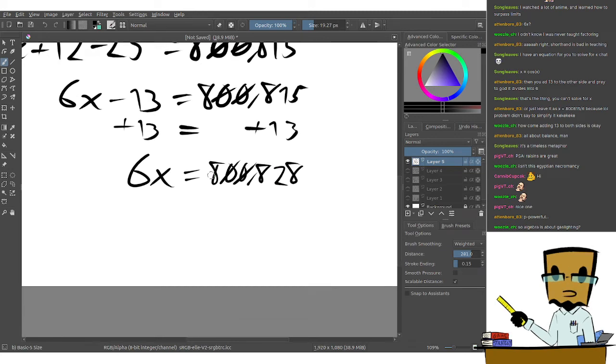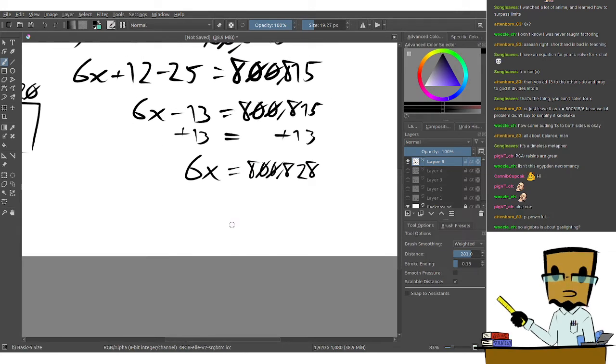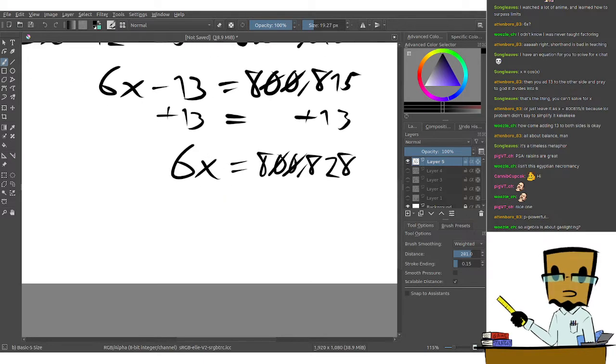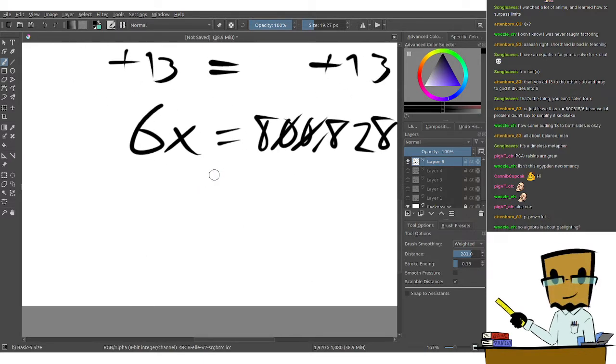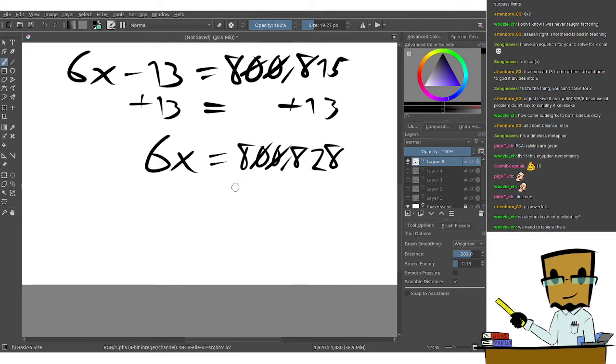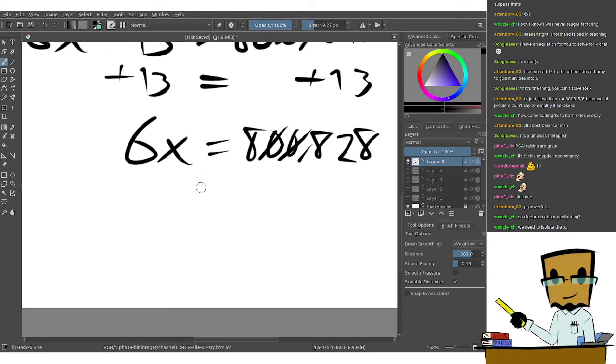Algebra is about gaslighting. No. Now you're gaslighting me. Isolate x. No. It's grooming, right? I don't know. I don't know these terms. I just see them spouted every day.